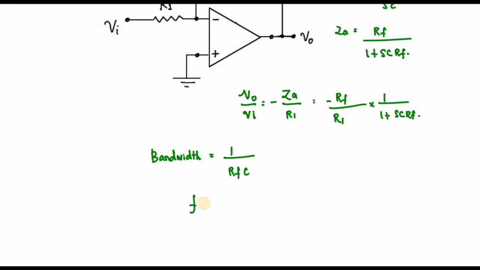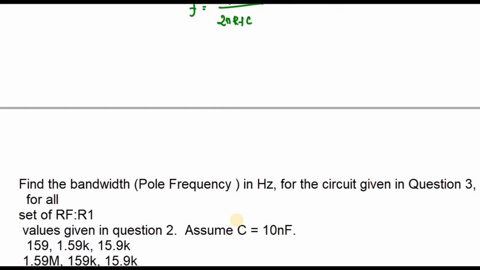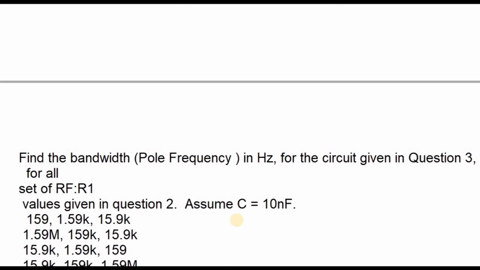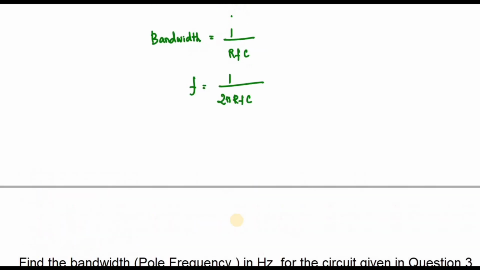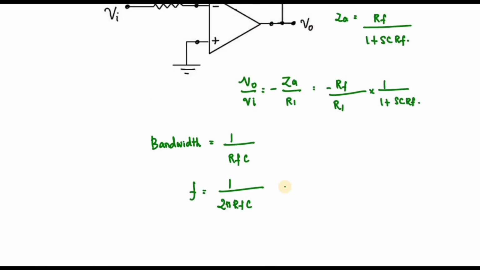So if I want to represent it in terms of F, it has to be 2 pi RF C. They have given the values for RF and C. The C value is 10 nanofarad. So this becomes 20 pi RF, and 10 power 9 goes upward. So it is like this, I will get.